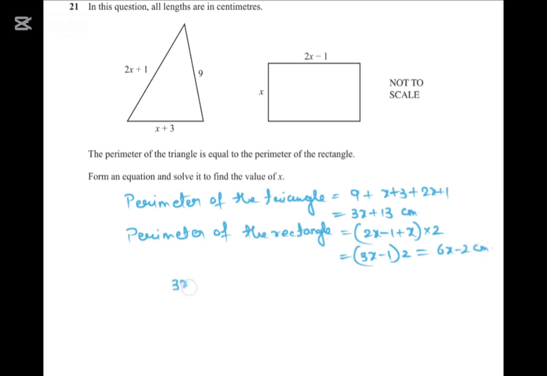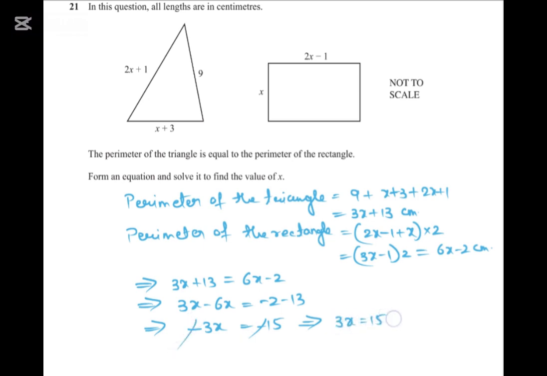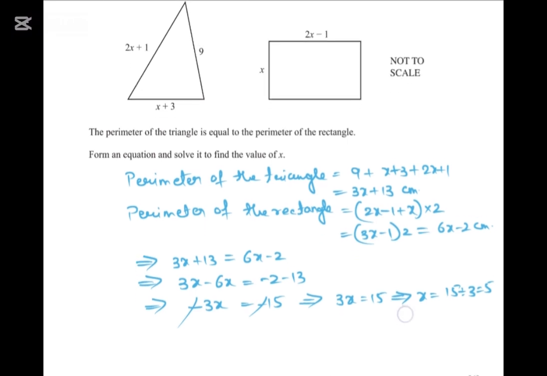They both are equal, so equate them to make an equation. Bring x terms to the left hand side, so minus 6x, and 13 to the right hand side, so minus 13. On the left hand side I get minus 3x, and on the right hand side minus 3 minus 13... minus 15. Minus signs can be cancelled out on both sides of the equation. 3x is equal to 15. x is equal to 15 divided by 3, which is 5. So we got the x value here. x is 5.